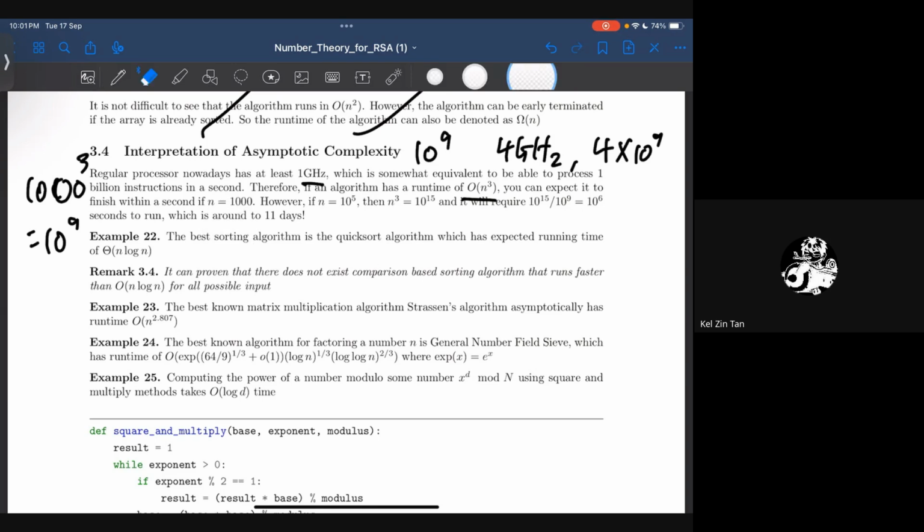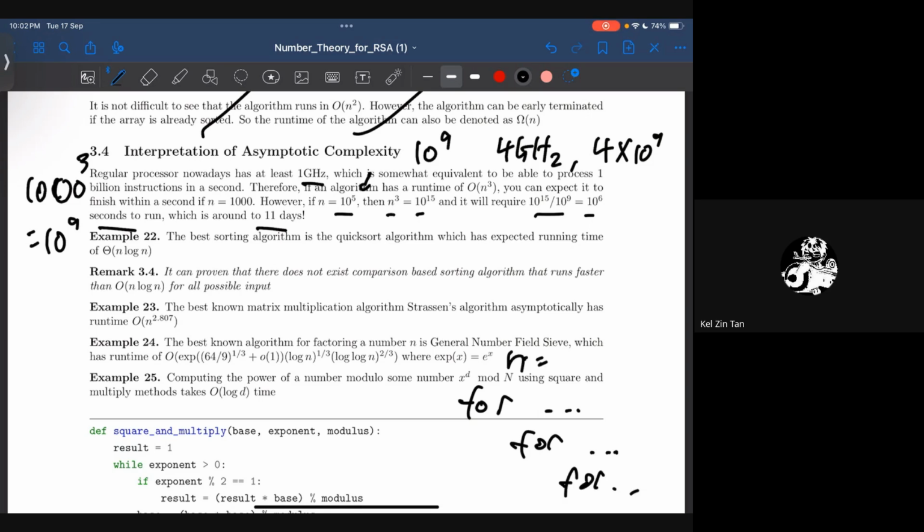However, if n is 10 to the power of 5, then n cubed will be 10 to the power of 15. Now we divide 10 to the power of 15 by 10 to the power of 9. This says how many seconds are required to run this program, which is 10 to the power of 6 seconds. 10 to the power of 6 seconds is somewhat around 11 days. So we can imagine that if you have an algorithm that is n cubed, say 3 nested for loops, and your n is equal to 10 to the power of 5, it will take 11 days to run.